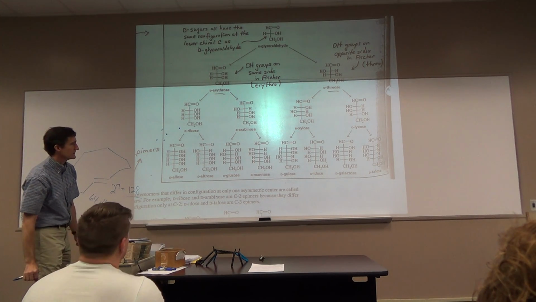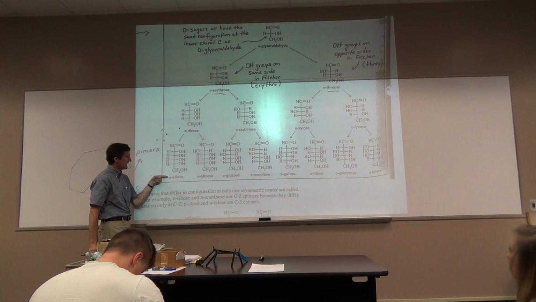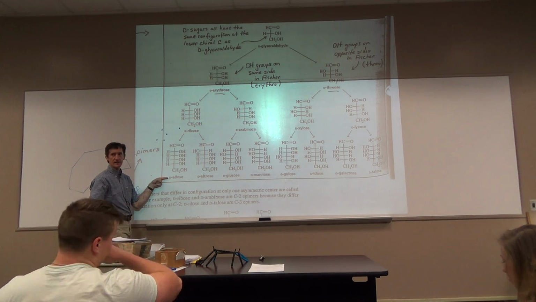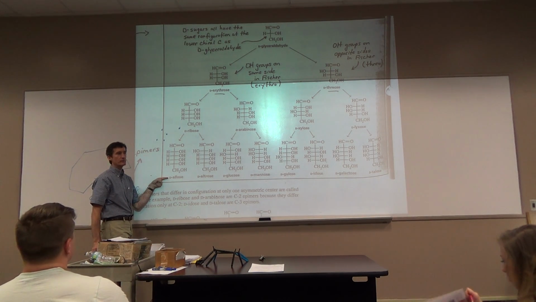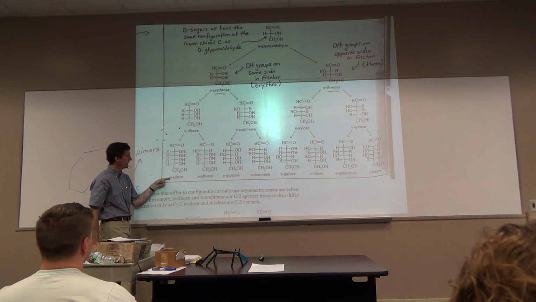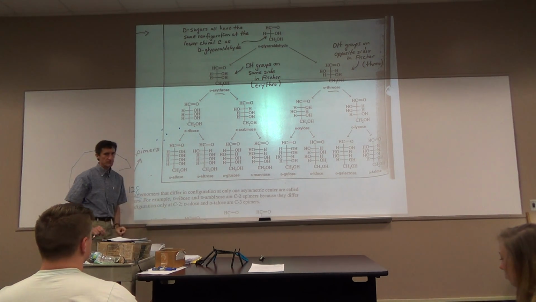Let's look at these. Allose. By the way, the capital D, L is different from little d, l. We're only dealing with little d, l. If you want to know what capital D, L is, it may be written here somewhere, but it's different. Question: which one of these is an enantiomer of allose?